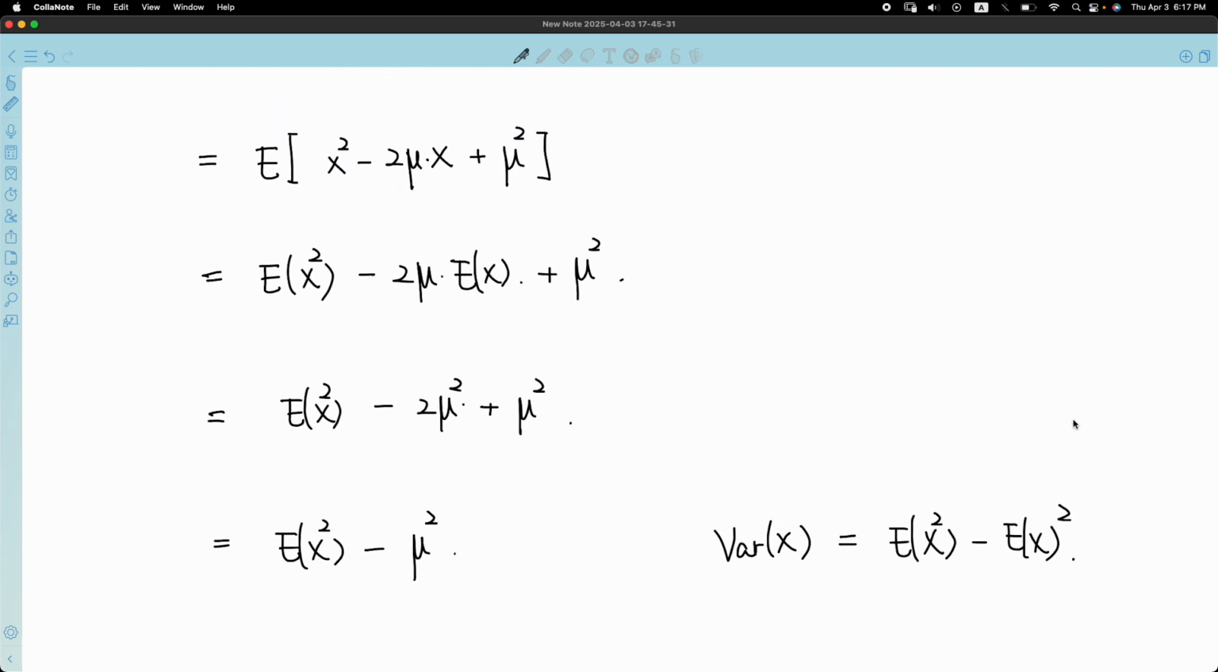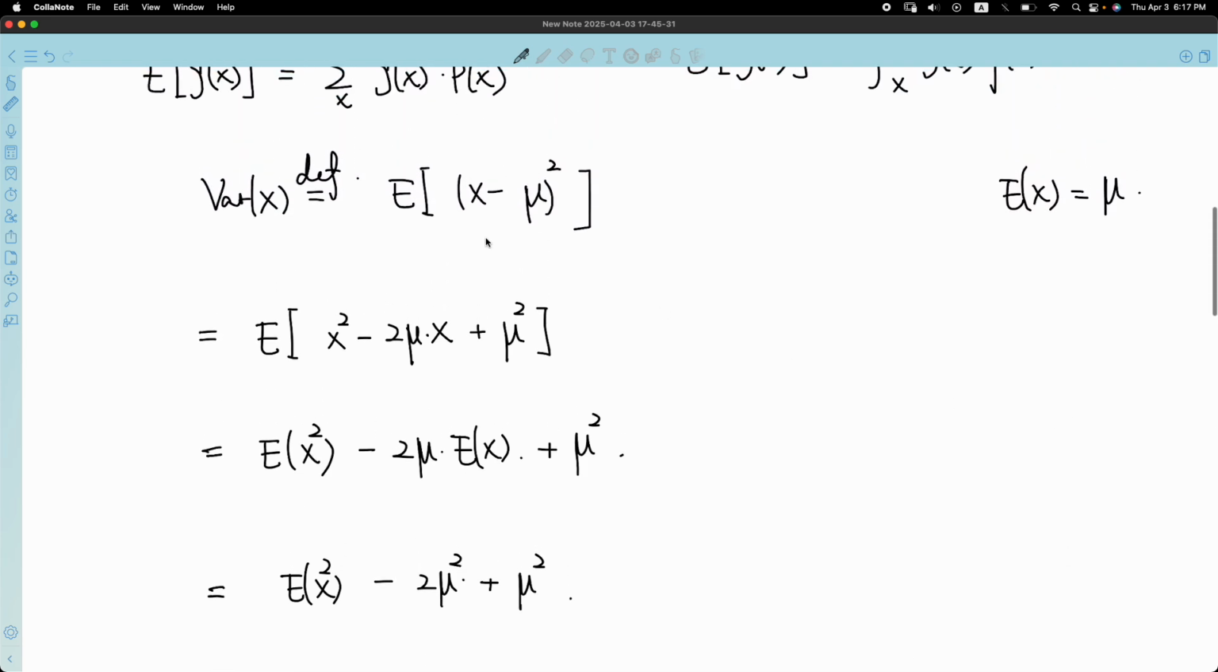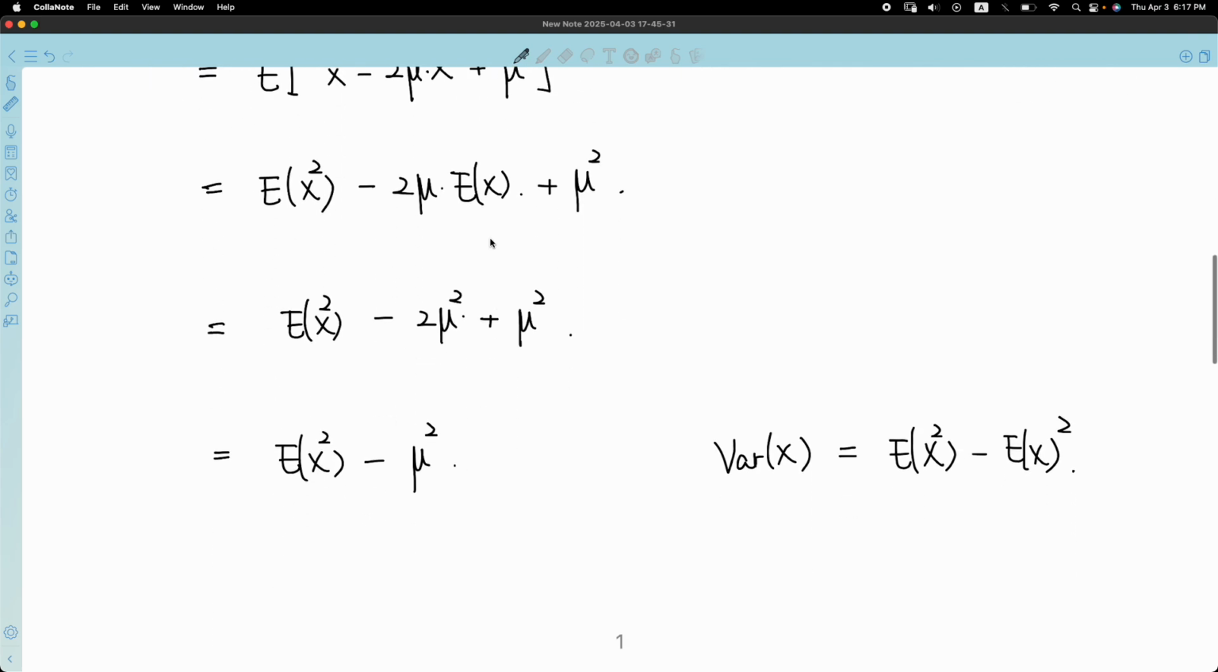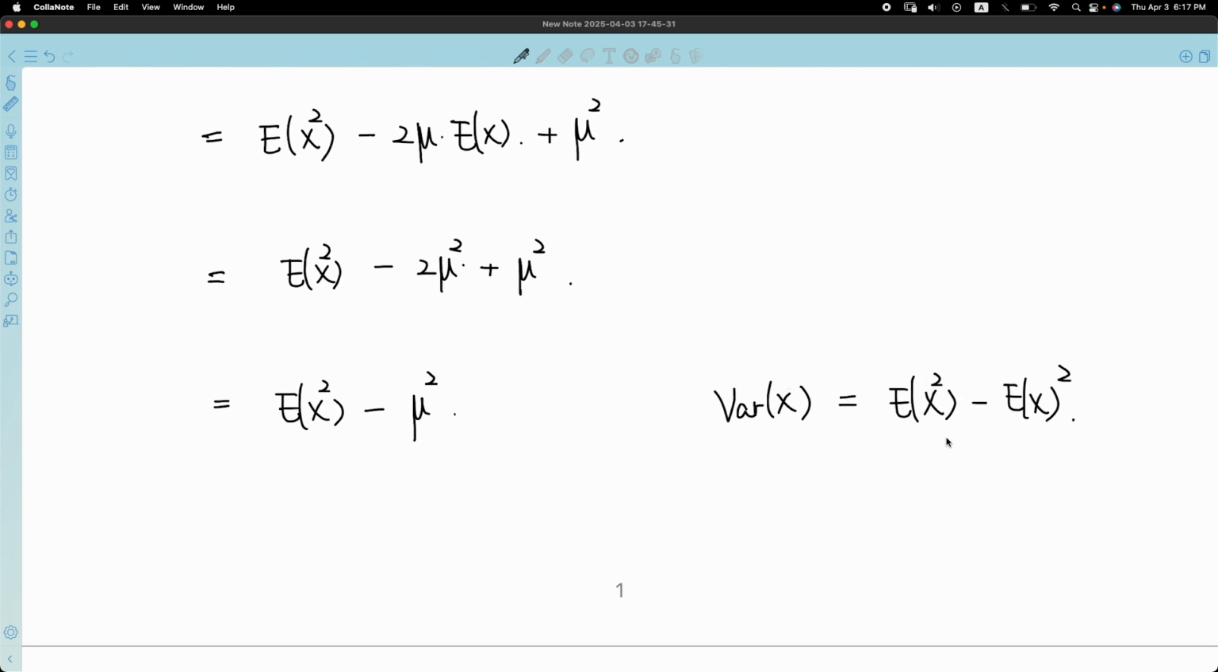So this is another formula that you will often see people using to calculate the variance. One is from the definition, that X deviates from your expectation, squared. And the other formula that many people use, and in this lecture we will use it very often, is the second moment minus the square of the first moment. So that's another formula.